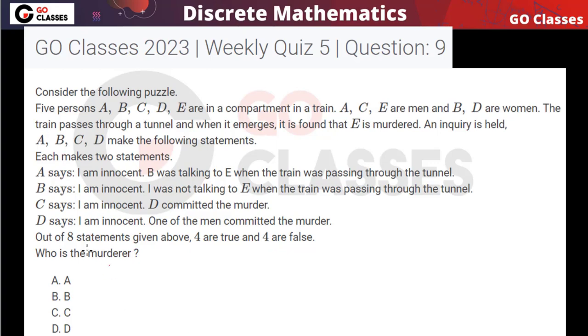This is a very nice question. Now just think about it. This is a very nice puzzle. This is a logical puzzle, a puzzle from propositional logic, you can think about it. So now what is the answer? The answer is very simple.